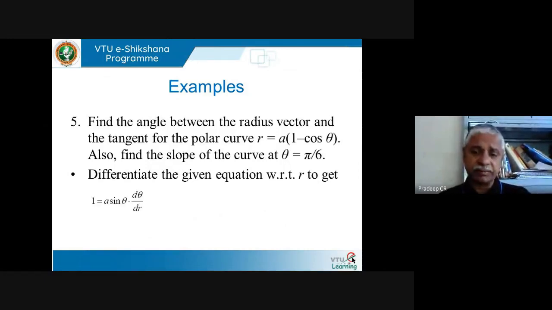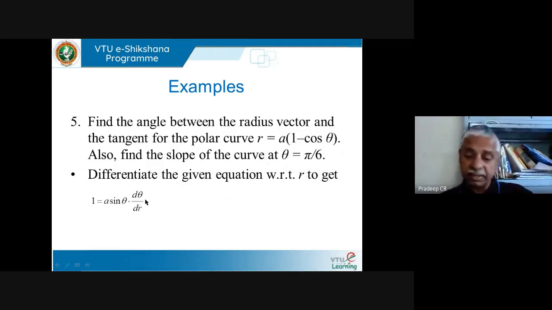Differentiate the given equation with respect to r. I'll get 1 is equal to a sine theta d theta by dr. I hope everybody understands this. Differentiate this with respect to r, I get 1. Differentiate this with respect to r, a is constant, so I'll just pull out a. Derivative of 1 minus cos theta: derivative of 1 is 0, derivative of minus cos theta is sine theta d theta by dr. That's what I have written, a sine theta d theta by dr.